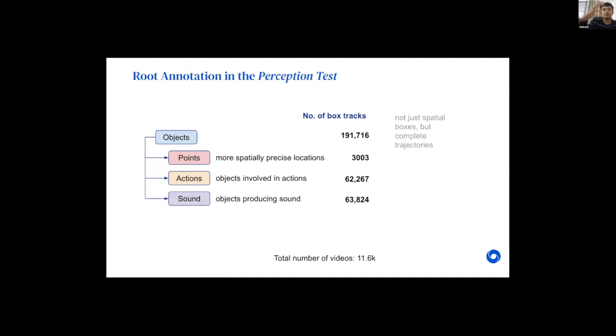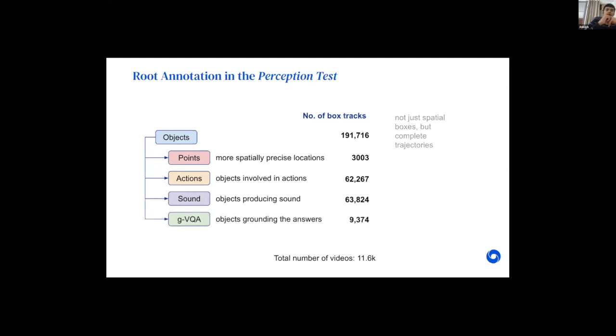And then we also have sound labels, where we have the category of the kind of sound it is, but also annotated the participating objects for each of those sounds. So we know which objects are involved in causing or producing the specific sound. And there are about 63,000 objects which are involved in these annotations.